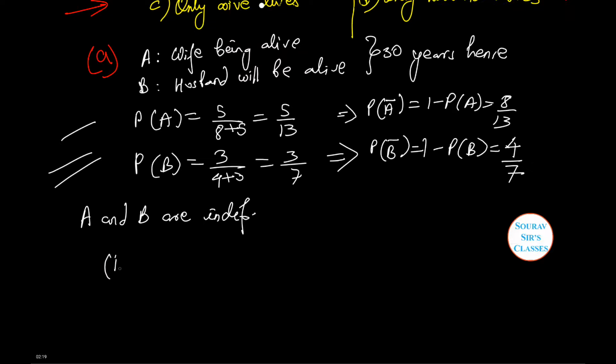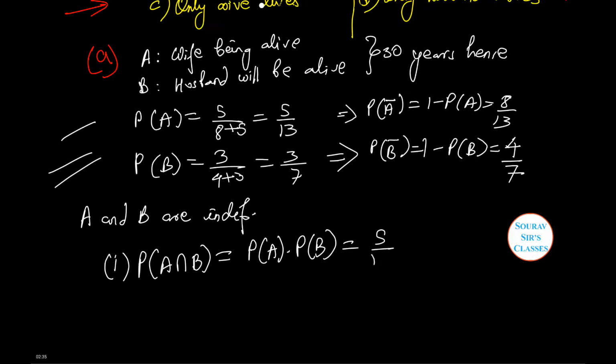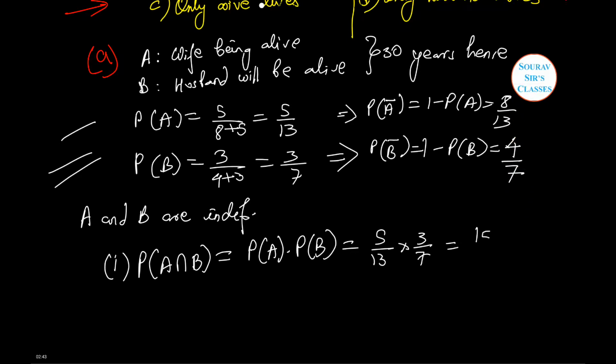Therefore we need to find first that both will be alive, that is probability A intersection B. According to the formula, we have probability A into probability B, since we have assumed it's independent: 5 by 13 into 3 by 7. Upon calculation it comes to 15 by 91. You should always write the reason: since A and B are independent. I'm writing it in short to save your time.